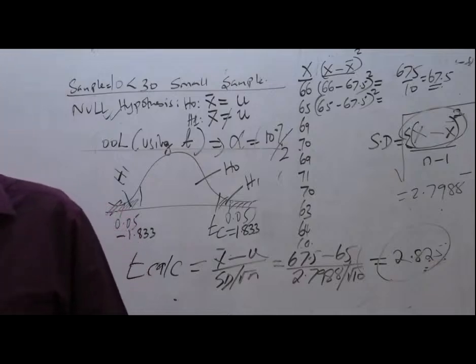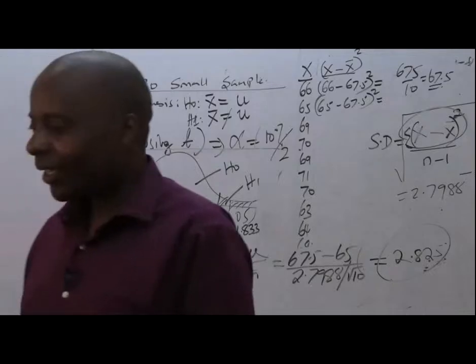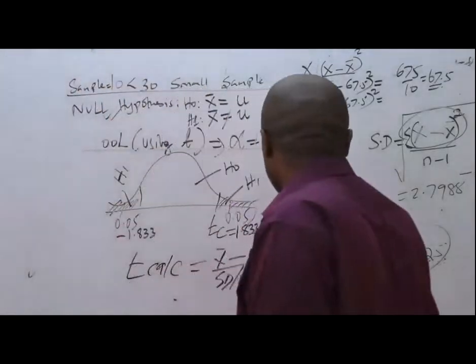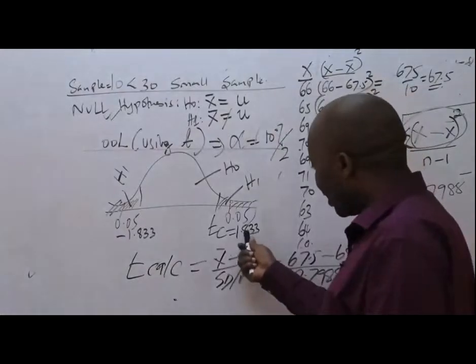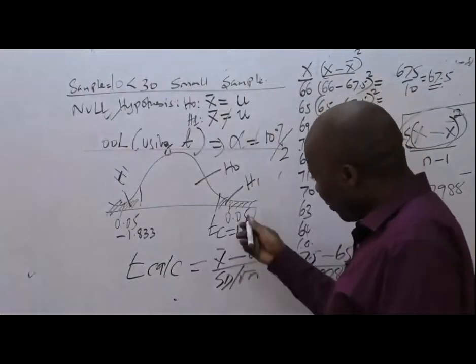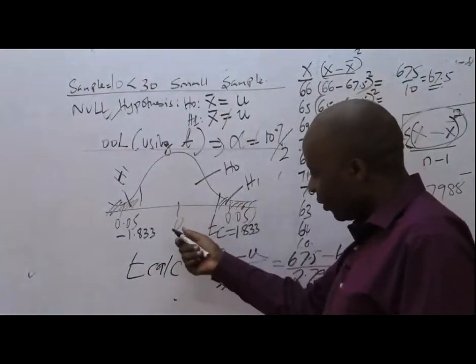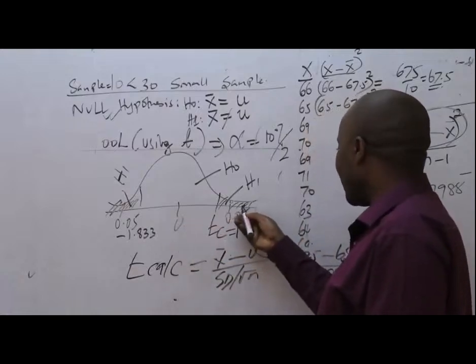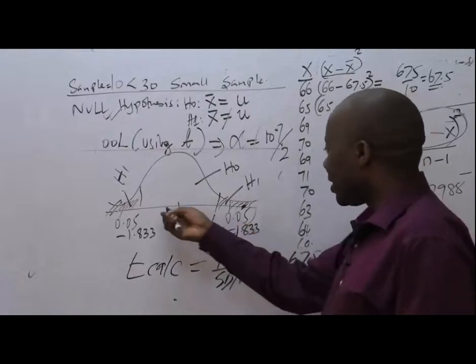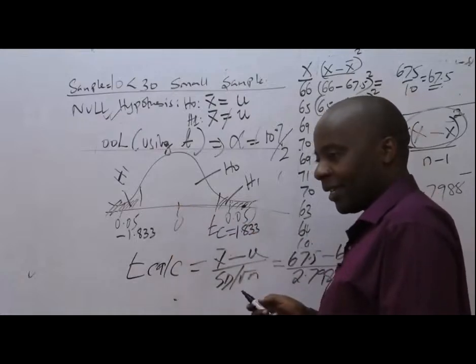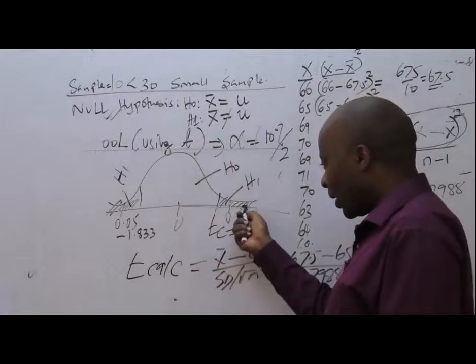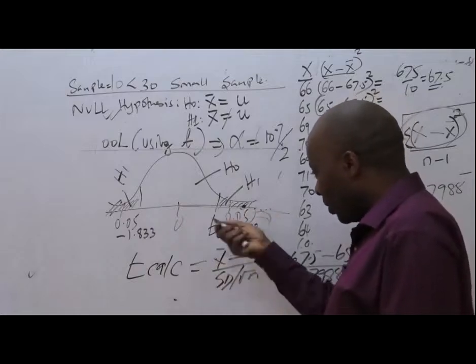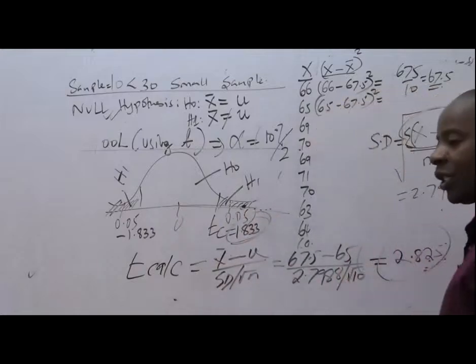Most of them are saying unshaded. Remember, you're not supposed to guess. 2.8 is more than this. 2.8 will be somewhere here because you begin from 0. So 0, 1, we go to 2. So 2.8 is somewhere here. This is the number line, right? 2.8 is on the right-hand side of this, bigger like that. So this falls on the shaded region.